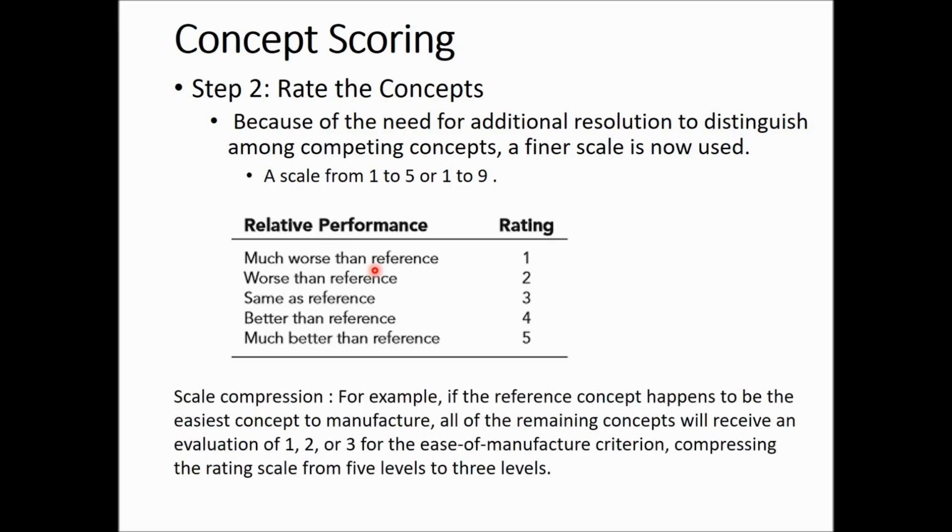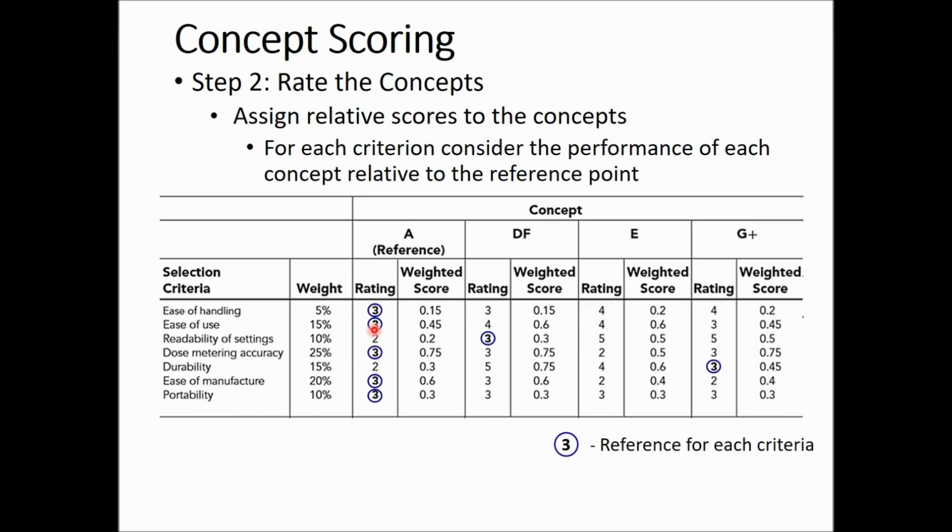And for example, if your reference concept is the best concept, for example, the easiest concept for manufacture, then all the concepts that you will be looking at with reference to that particular reference will be either much worse than the reference, worse than the reference, or the same as the reference. Therefore, we will never go to better than reference and much better than reference ratings anywhere in the table. Only 1, 2, 3 will be considered everywhere. Therefore, you will not be using the full rating scale when it comes to assignment in comparison with the reference. That particular phenomenon is called scale compression. To avoid that, as I said earlier, different reference concepts may be used for different criteria. So, for example, now in this case, the reference used is the readability of settings.